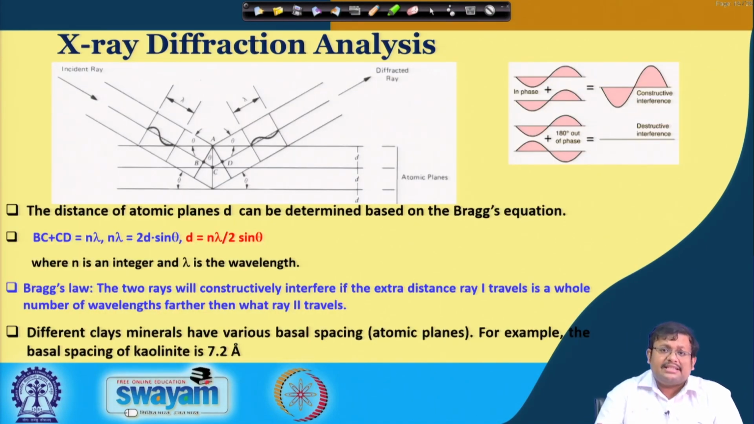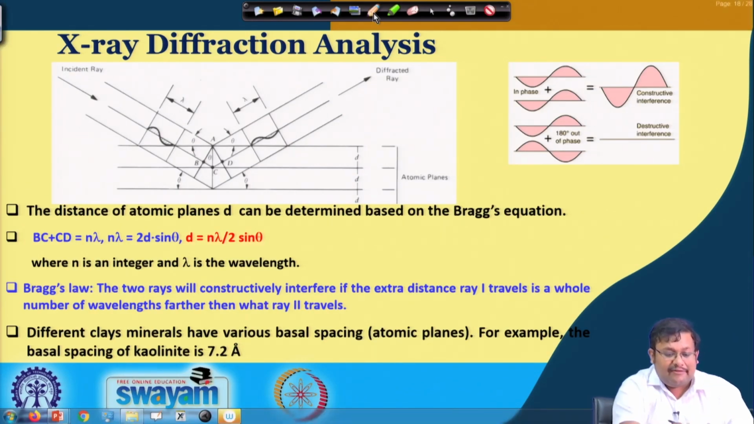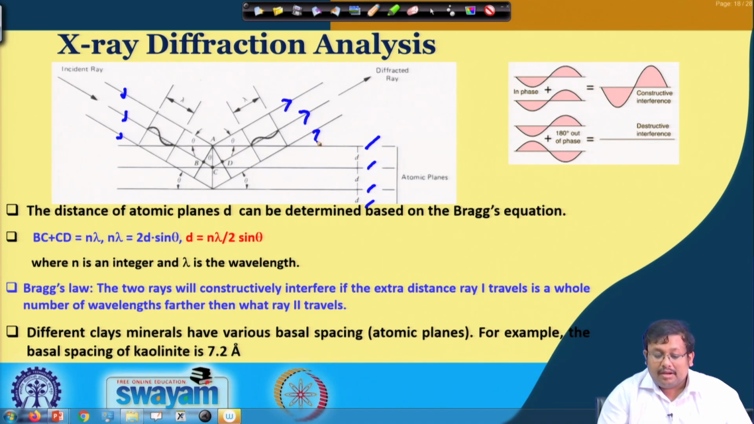So, this is the gist of X-ray diffraction analysis. This analysis shows that there are different layers of atoms. In these repeating layers of atoms, the distance is called the d-axis, d-spacing. If we use X-ray diffraction analysis, this is one incident X-ray, this is another incident X-ray, and this is another incident X-ray. When the X-ray hits one plane, it gets diffracted. So, this is the diffracted X-rays.